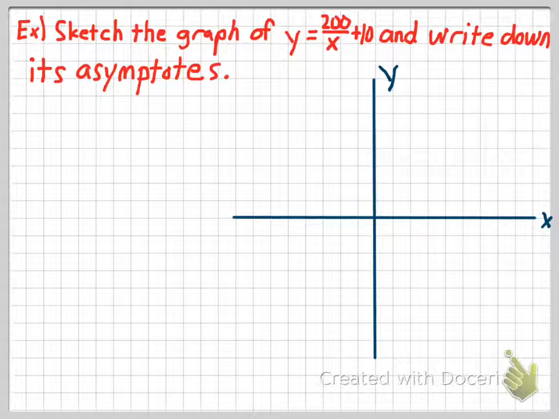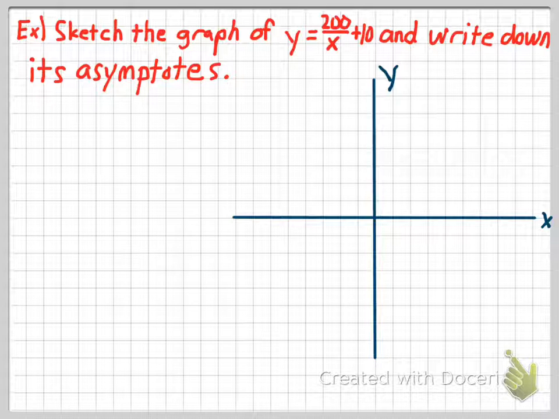And I want to see if you can tell me already, based on our previous conversations in the other video, what effect this plus 10 is going to have. We're going to sketch a graph of y equals 200 over x, big number, no matter. Sketch a graph of y equals 200 over x plus 10. We're going to write down its asymptotes as well.